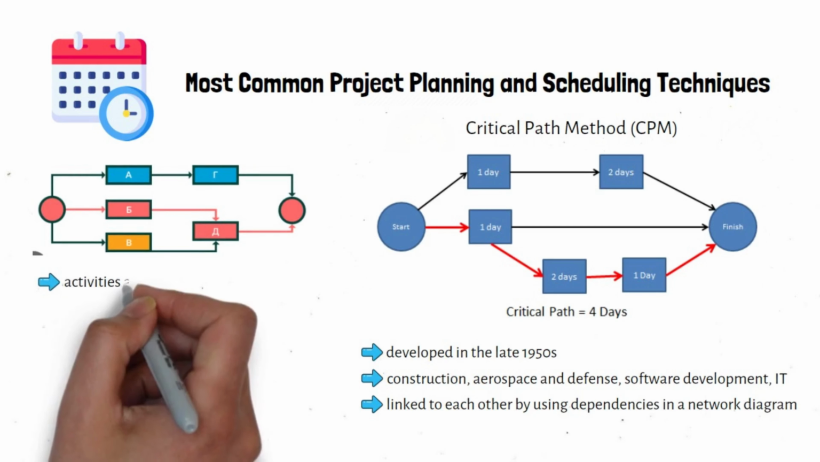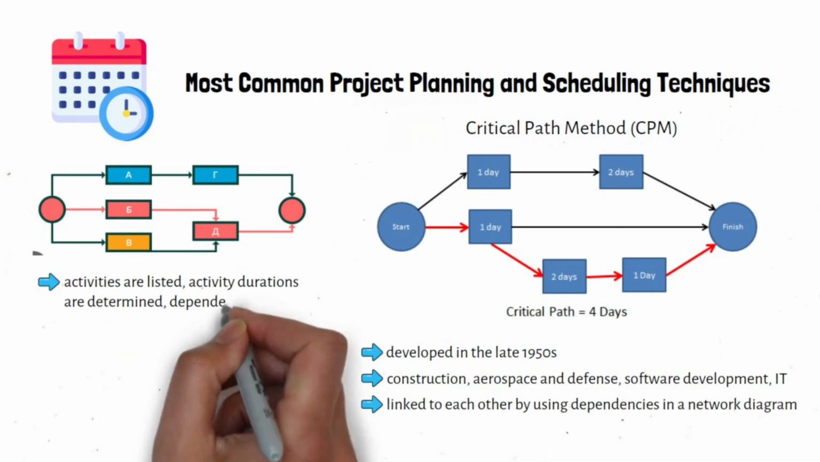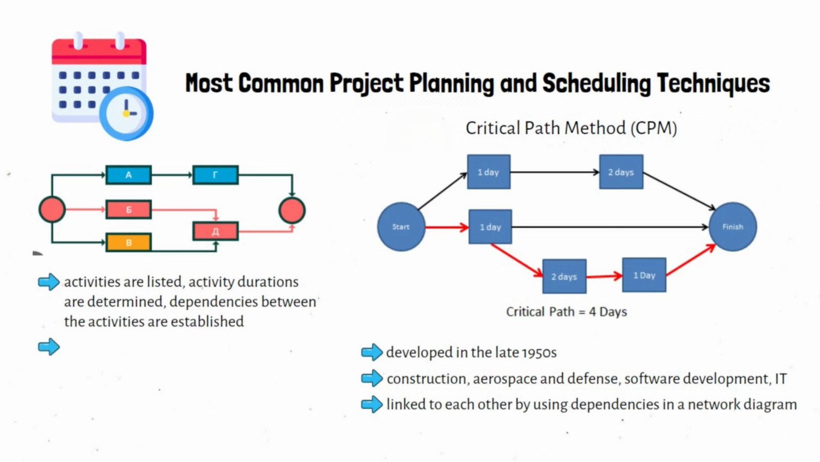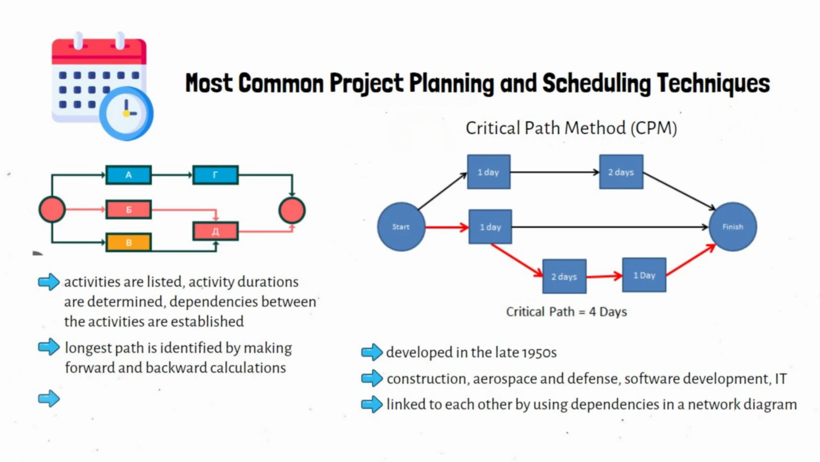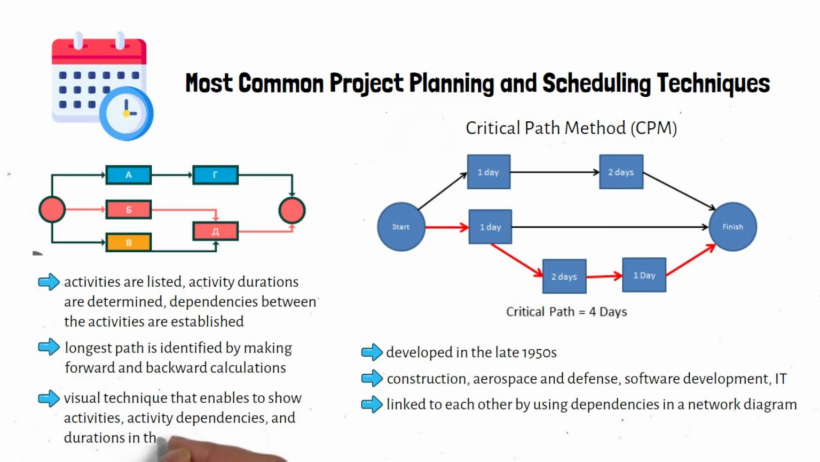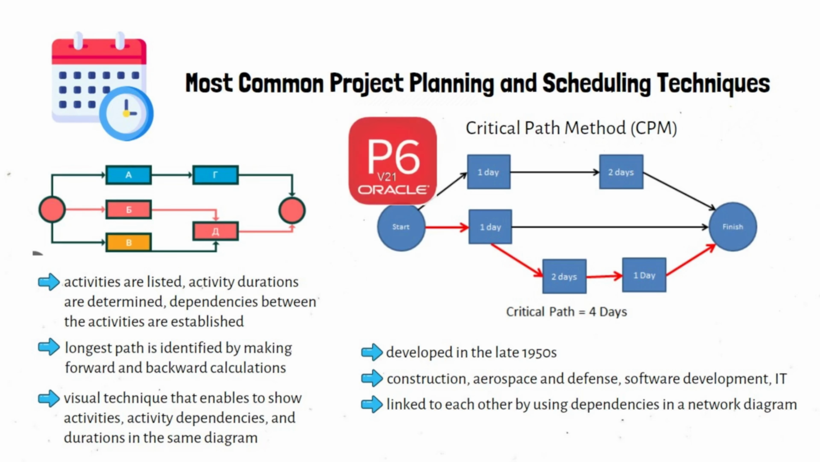In this method, activities are listed, activity durations are determined, dependencies between the activities are established and the longest path is identified by making forward and backward calculations. The critical path method is a visual technique that enables to show activities, activity dependencies, and durations in the same diagram. It is a common method for determining the completion date of a project. However, it is difficult to determine the critical path of a large and complex project without using the software. Employing software like Primavera P6 or Microsoft Project helps to analyze the critical path of a project, which may include thousands of activities and relationships.